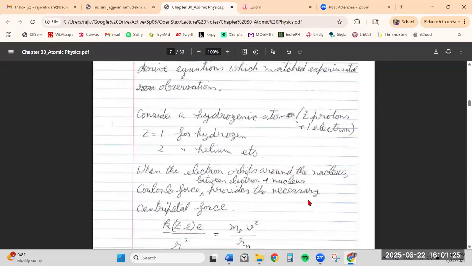So to follow along with Bohr's calculation, with his derivation of the equation, let's consider a hydrogenic atom. A hydrogenic atom is an atom that has only one electron, but it can have any number of protons. So Z protons and one electron. The simplest hydrogenic atom is hydrogen itself, which will have a Z of 1 because it has one proton.